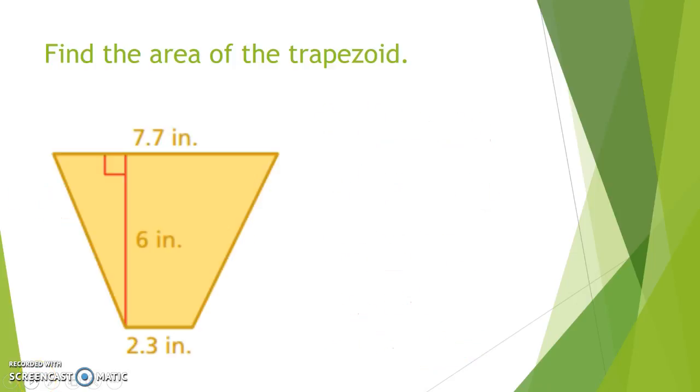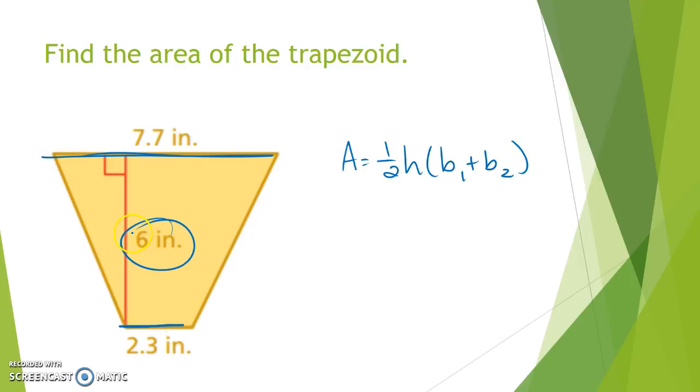Our next problem says find the area of the trapezoid. Again, we have to find base 1, base 2, and height from the picture. So I'm going to write the formula first. A equals 1/2 height, and then parentheses base 1 plus base 2. Our bases are our parallel sides, so those two there. This is going to be our height.